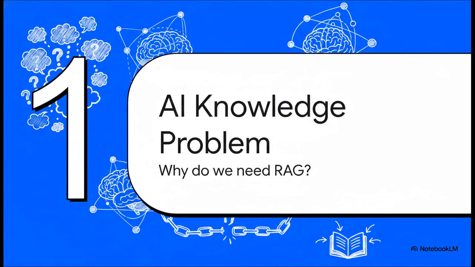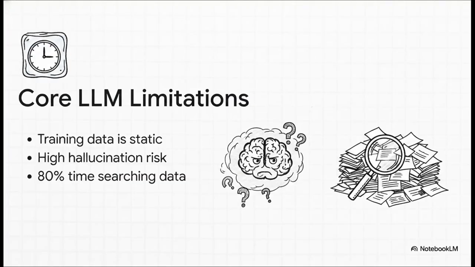Section 1. The AI knowledge problem. Let's talk about why we actually need RAG in the first place. Let's be real, there are some massive pain points baked right into base LLMs. First off, their training data is static. It's completely frozen in time. So if a user asks about a new policy you literally just updated yesterday, a standard LLM literally cannot know about it. Second, without that specific context, the hallucination risk is incredibly high.